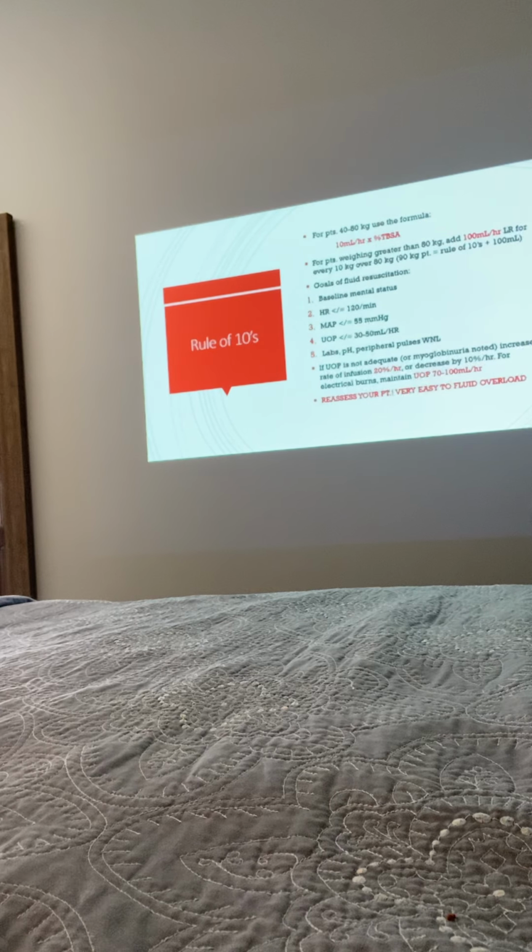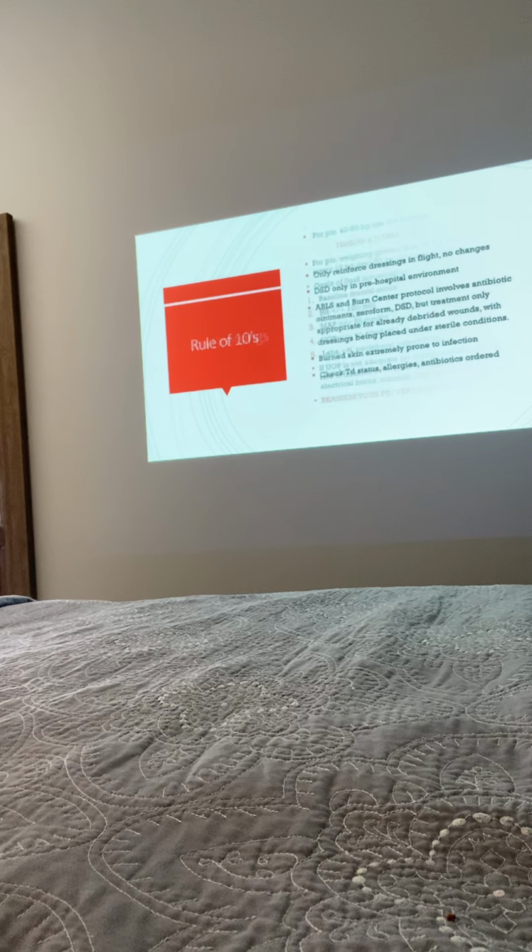For electrical burns, because their TBSA doesn't really indicate the extent of their injury, your goal is going to be to keep your urine output 70 to 100 mLs per hour. And the biggest thing is to always make sure you're reassessing your patient as you provide them with fluid. Look at their work of breathing, assess lung sounds if you're able to. Make sure that you're not fluid overloading these patients.